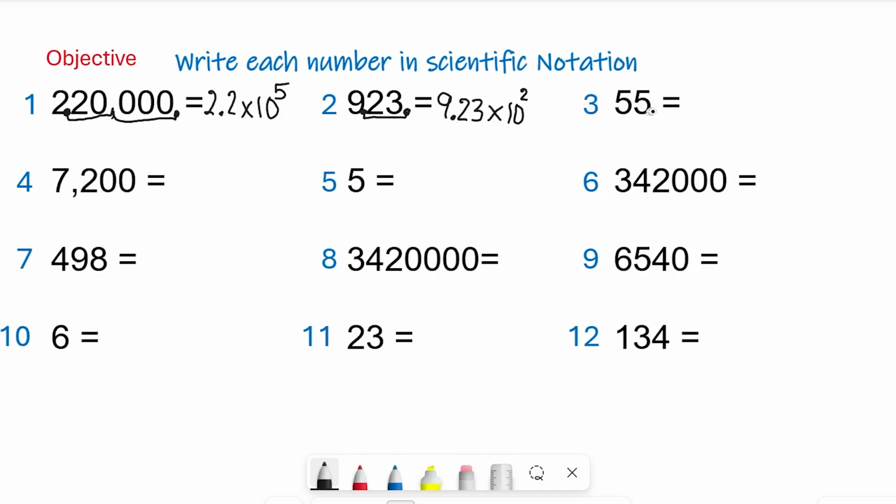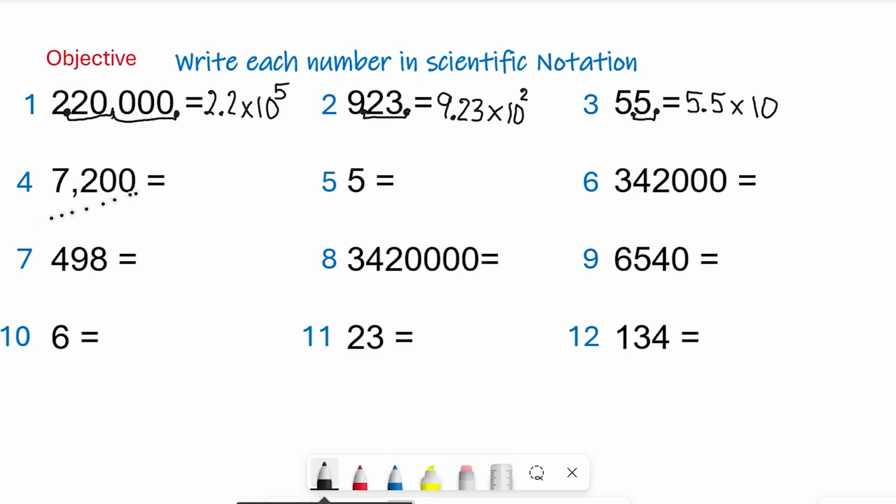Like number 3. You see number 3? You don't see the decimal point, right? So then I have to move it back only 1 unit. So that means that the answer should be 5.5 times 10, and it should be to the first power. When the exponent is 1, we never write it. Okay, so it's going to be only 5.5 times 10, and that's how we're going to write the answers.